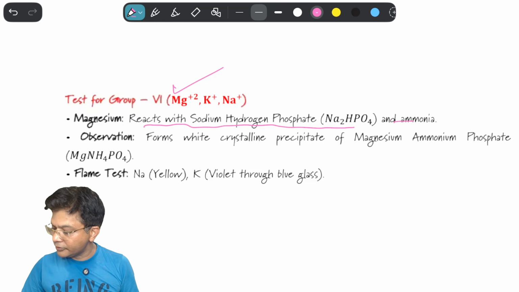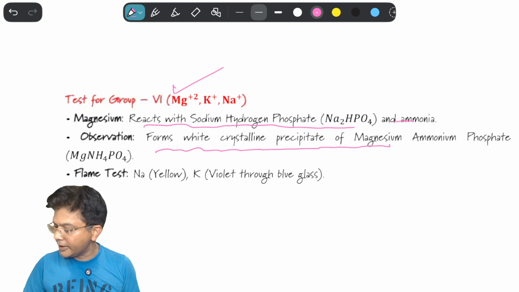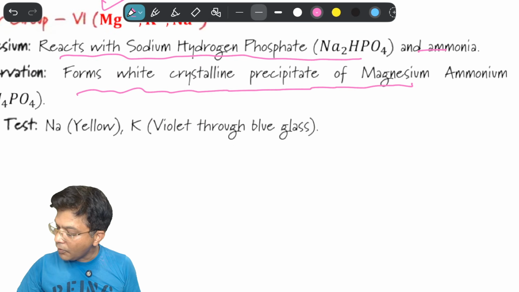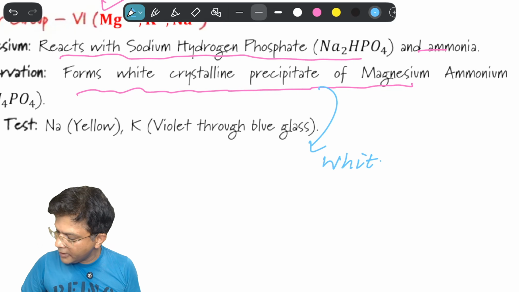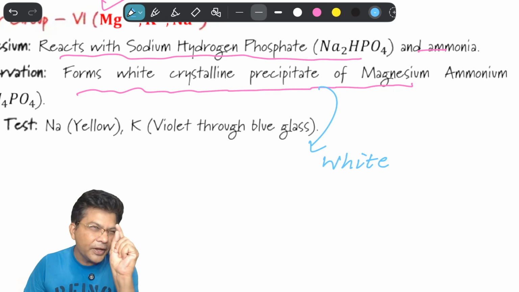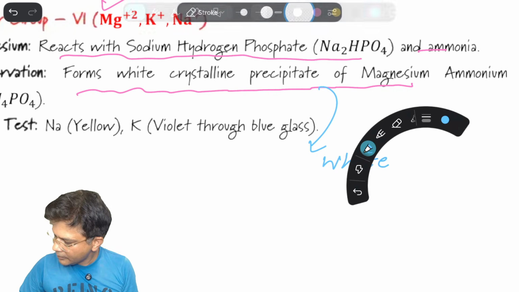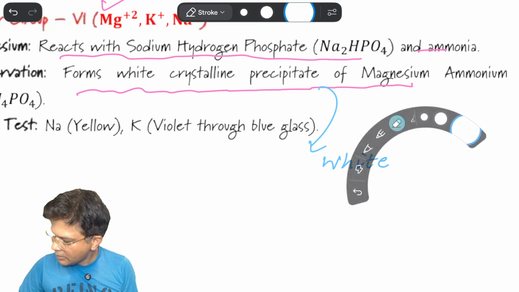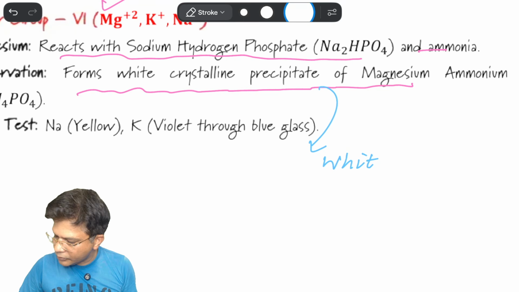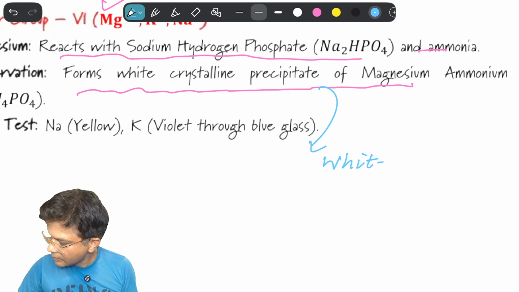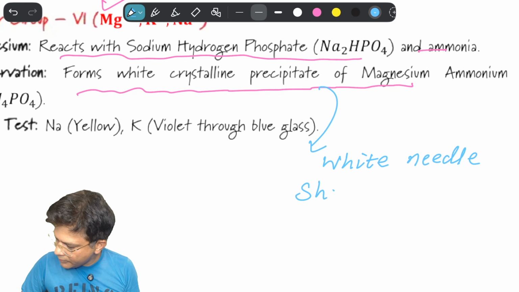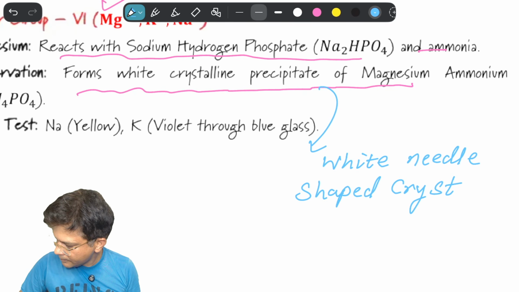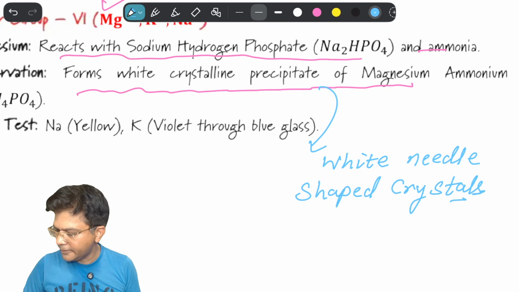needle shaped crystals. It forms white crystalline precipitate, or in place of this they can give you white needle shaped crystals. Very tough to visualize in the lab, very thin, white needle shaped crystals. Magnesium is okay.